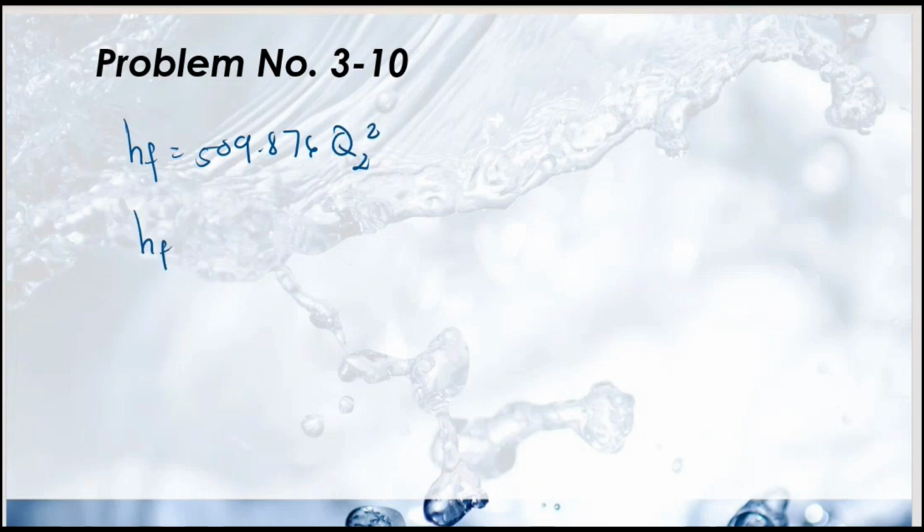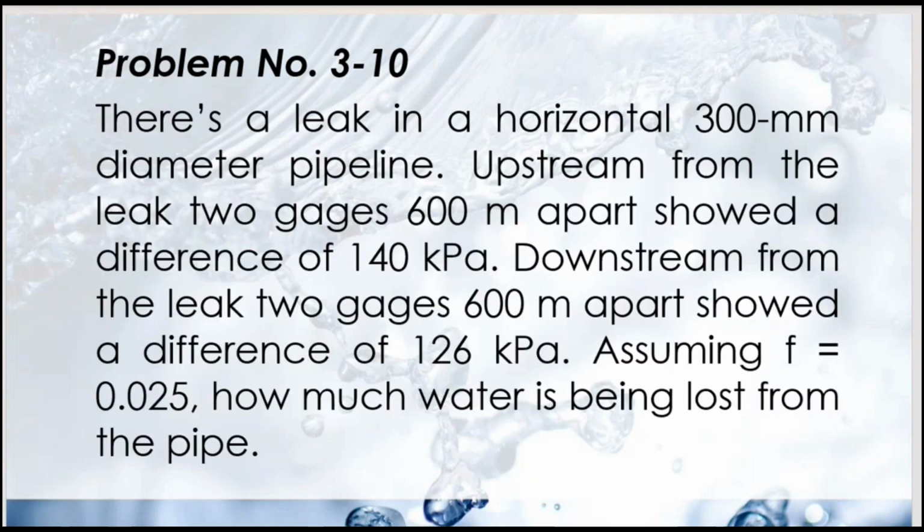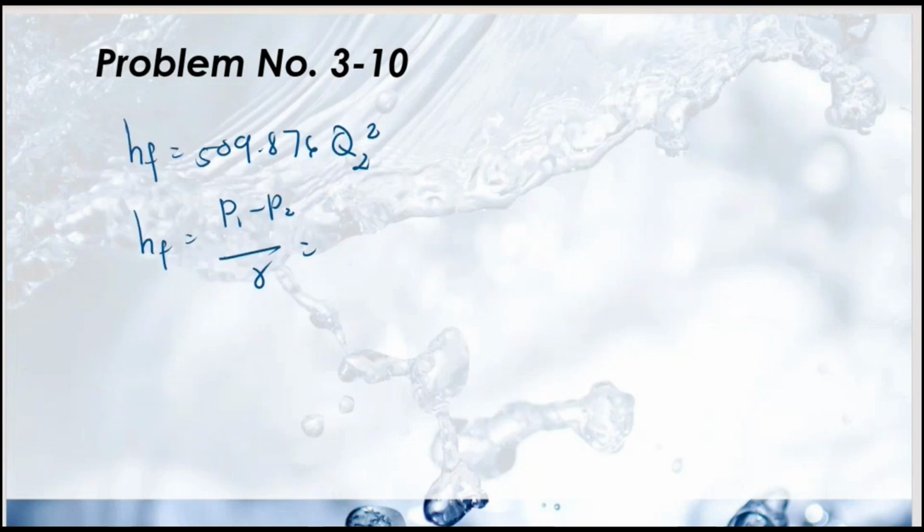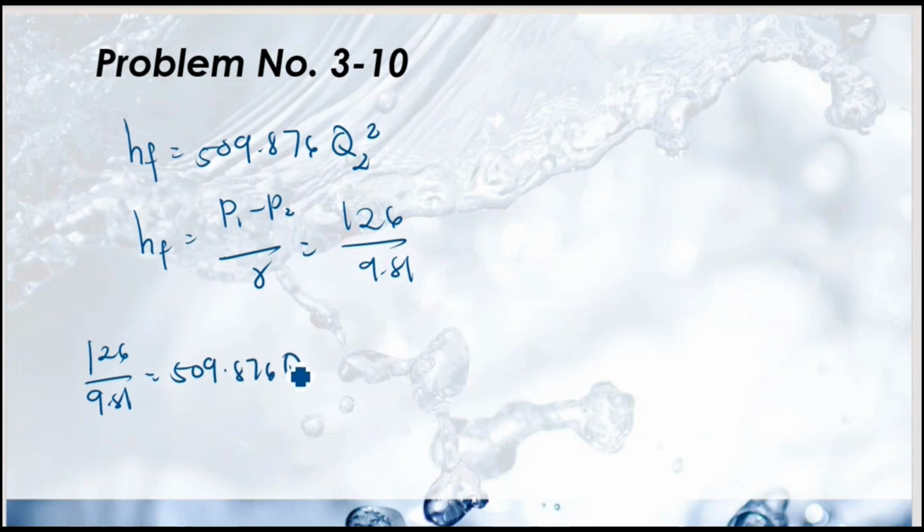And given in the problem, the H sub F is equal to the difference in pressure, or in terms of their gamma, that is 126 kilopascal. Okay, 126 over 9.81. So substituting, that is 126 over 9.81 equals 509.876 Q sub 2 squared. So therefore, Q sub 2 is equal to 0.159 cubic meter per second.